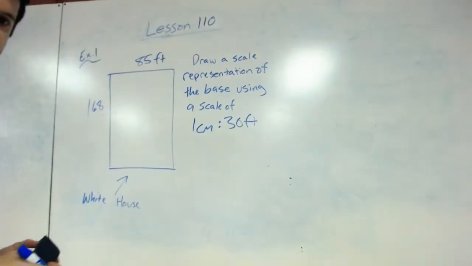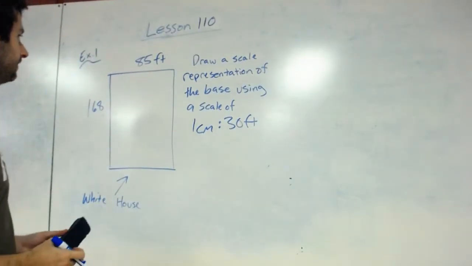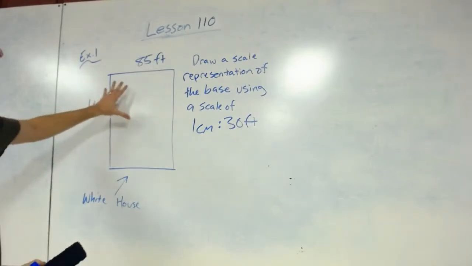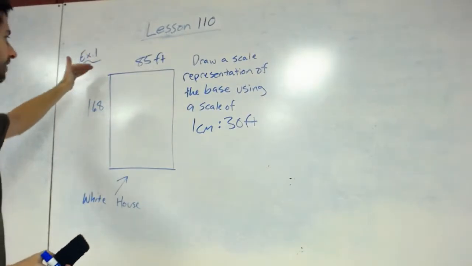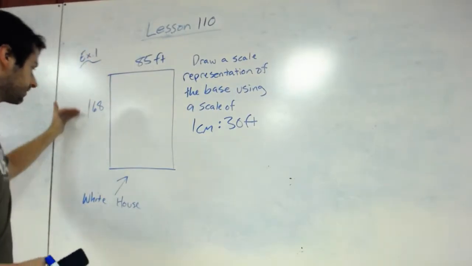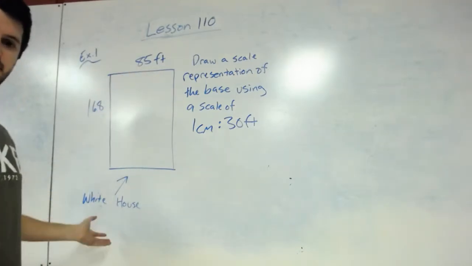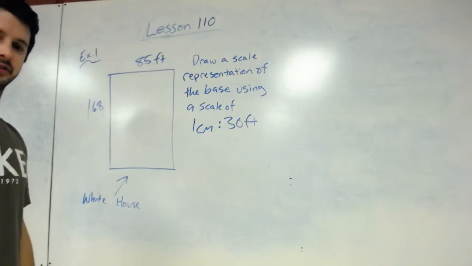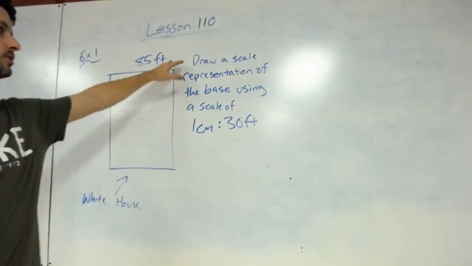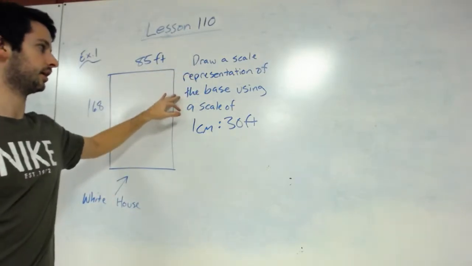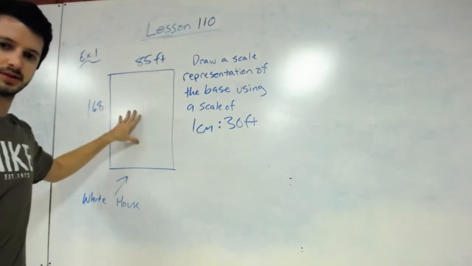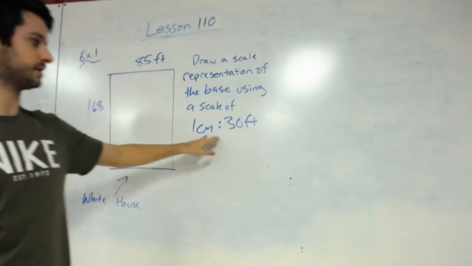We're going to look at scale drawings in lesson 110. In example 1, it says the base of the White House is 168 feet long and 85 feet. So I clearly drew the White House. All right, there's your White House. And what it wants us to do is draw a scale representation of the base. All right, here's our base, using the scale of 1 centimeter to 30 feet.